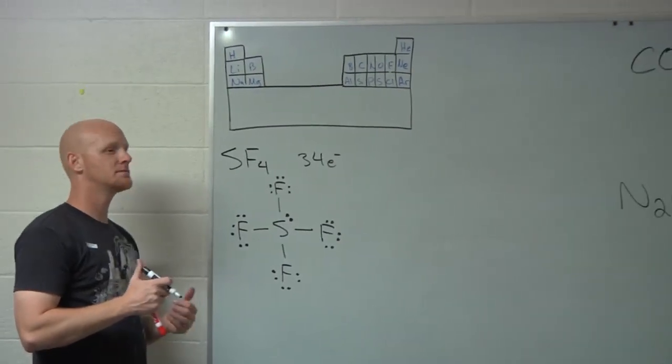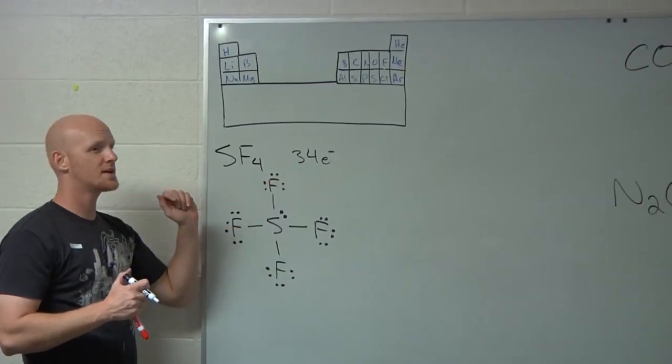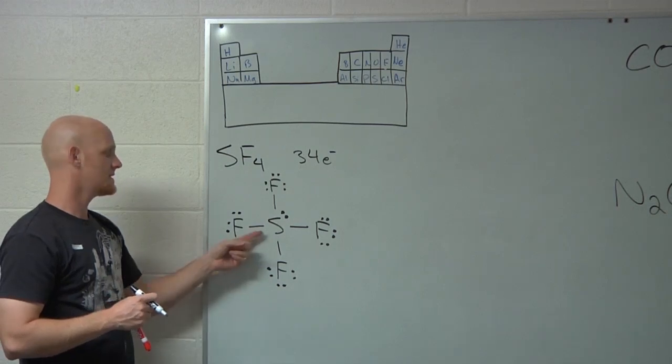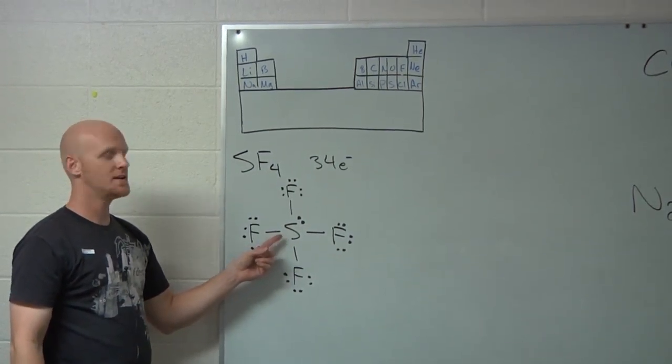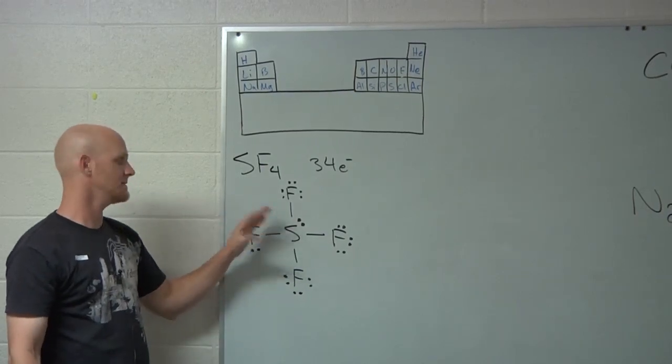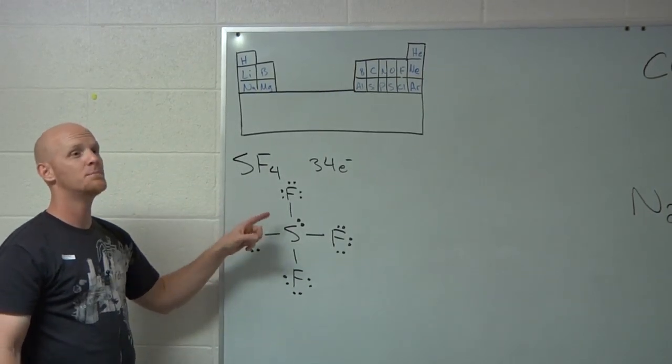Cool, and once you're done and you've run out of all your electrons, what do you ask yourself? Is the central atom happy? Well, he's beyond happy, right? He's drunk with electrons. He's got 10, it's not 8. He's over the octet rule, but he's allowed to be.